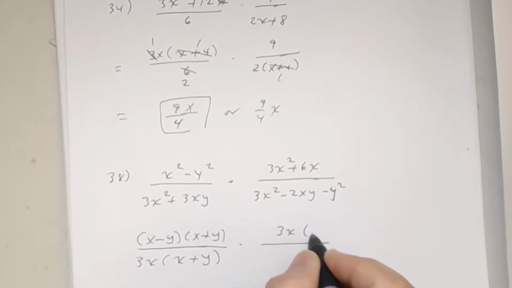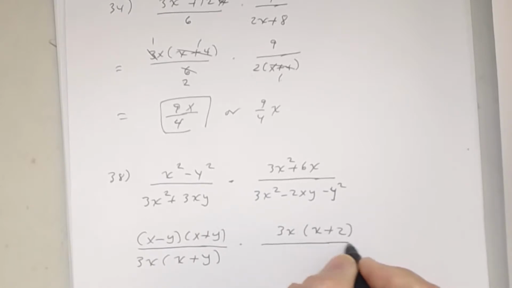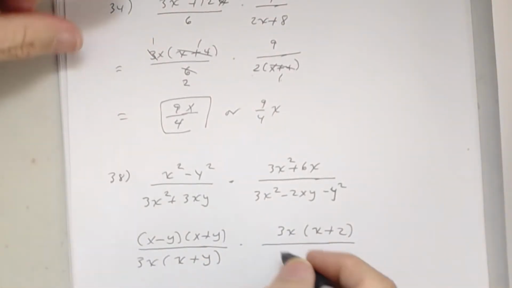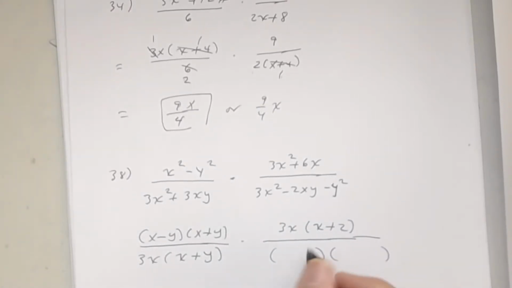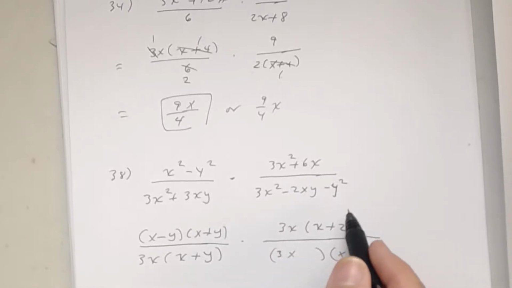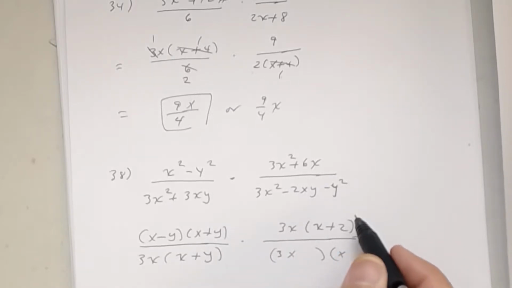3x again, times what? X plus 2. All right, now let's factor that trinomial. The GCF is 1, right? So we go to the two binomials. What do you think is going to work? 3x and x, right? And the y squared is only one possibility, y and y.